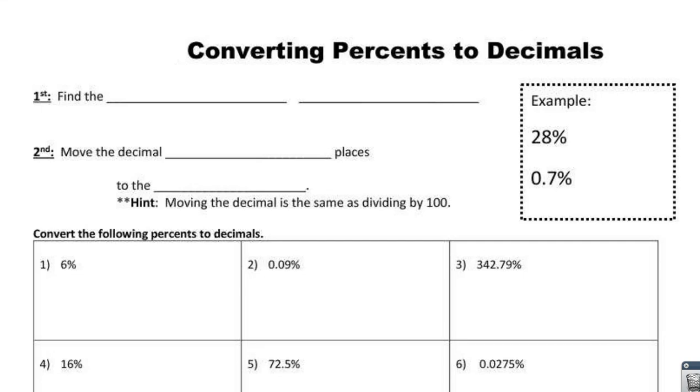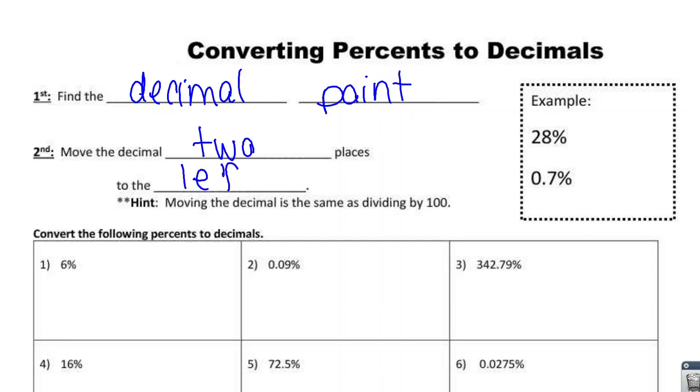In this video, we're going to discuss converting percents to decimals and then decimals back into fractions. So the first step when you're solving problems where you want to take a percent and turn it back into a decimal is, just like when you went from a decimal to a percent, you're going to find the decimal point and move the decimal 2 spaces to the left. So you're going to go the opposite direction, so that direction's left. And it's the same thing as dividing by 100 because percents are out of 100.